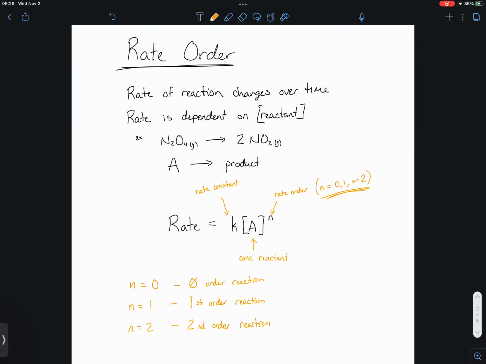So for right now, all we have learned is that the rate of our reaction is going to depend on the concentration of the reactant. And it's going to depend specifically in this fashion, where you take that concentration of A and raise it to the power of either 0, 1, or 2, depending on your specific reaction. We don't know what it's going to be until we look at the data.